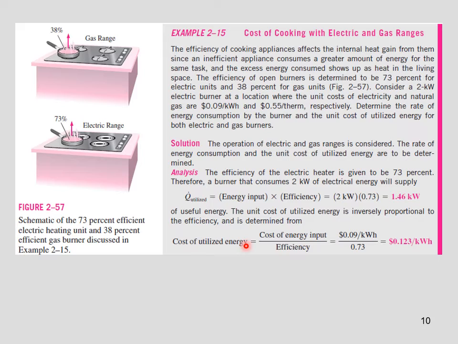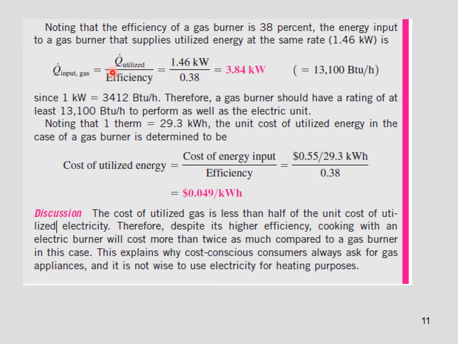The cost of utilized energy is the cost of input divided by the efficiency. So it's 9 cents a kilowatt hour divided by 0.73 or 0.123 dollars per kilowatt hour. We can do the same thing for the gas.